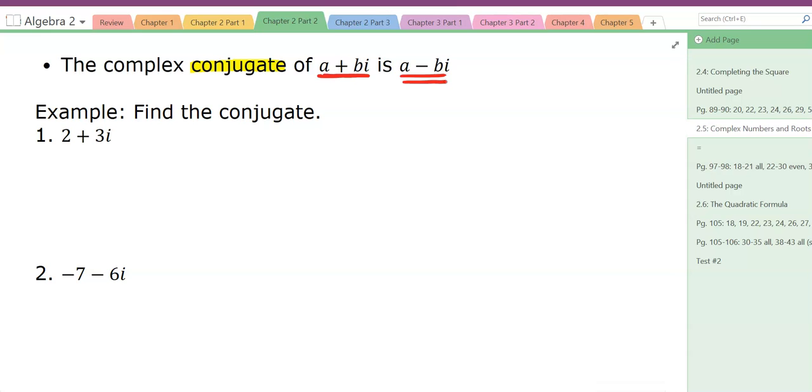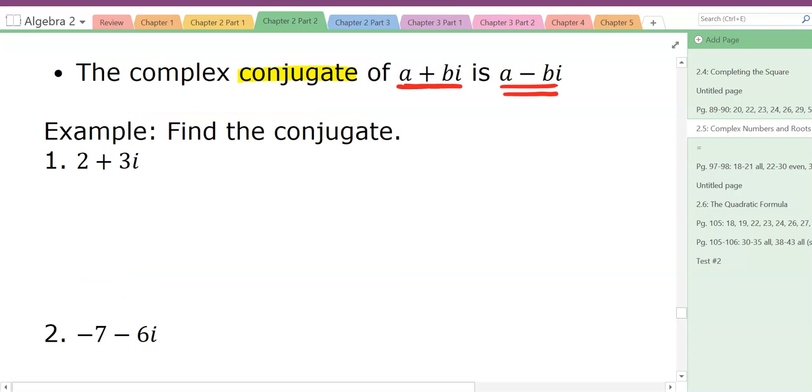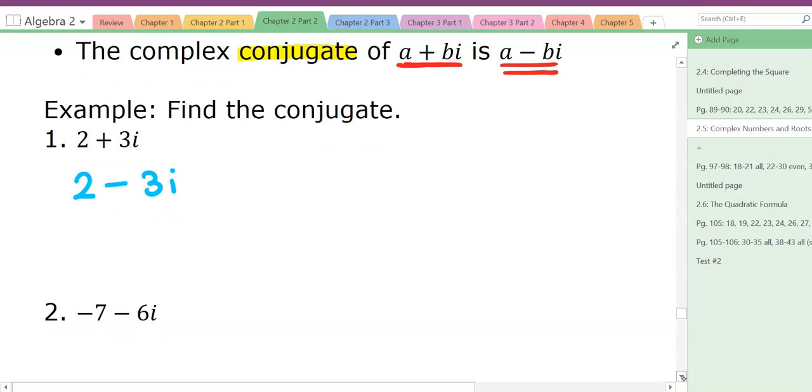Okay, so when I'm asking you to find the conjugate, if I give you something that says 2 plus 3i, you just write 2 minus 3i. And that's it. You just switch that sign. Now, number 2, if you have negative 7 minus 6i, do not change the negative 7. The only sign that you change is the one in the middle. So like up here, all I did is I changed this plus sign to a minus sign. So all I want to see you guys change in number 2 is this minus sign. So it's going to say negative 7 plus 6i. Simple enough, right? It's not too hard. You're just changing a sign.